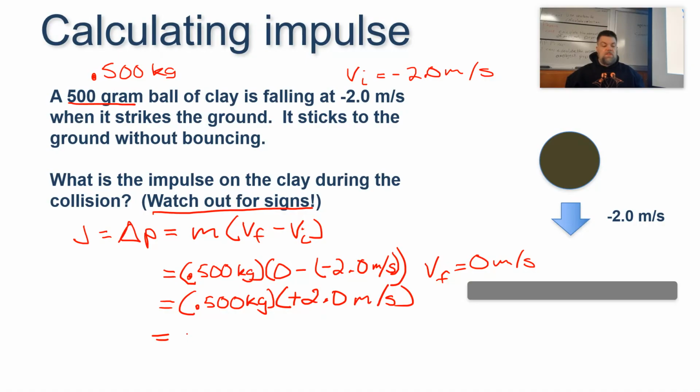What's 1/2 of 2? That's our final answer. 1 kilogram meters per second positive. It opposes the direction. Why? Because the ball stops.